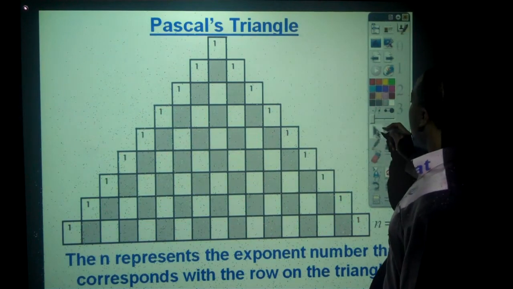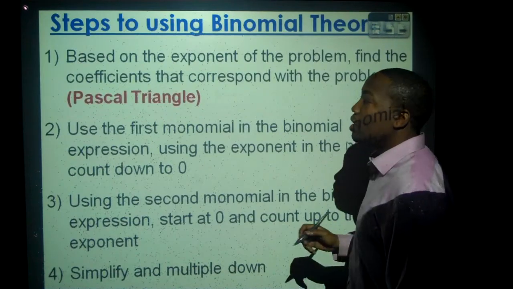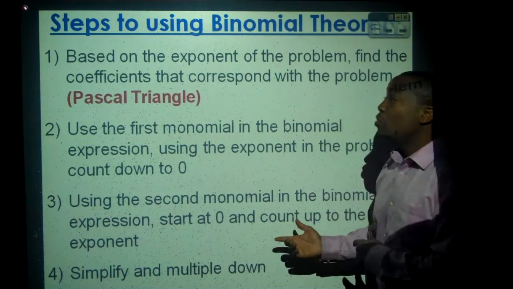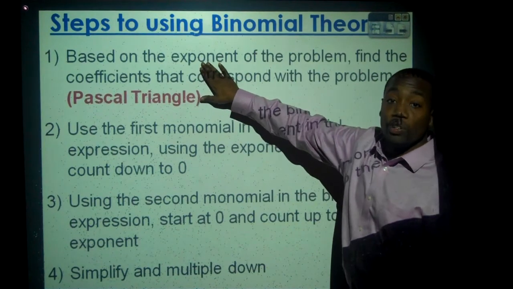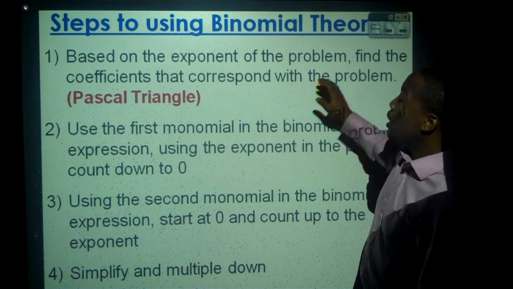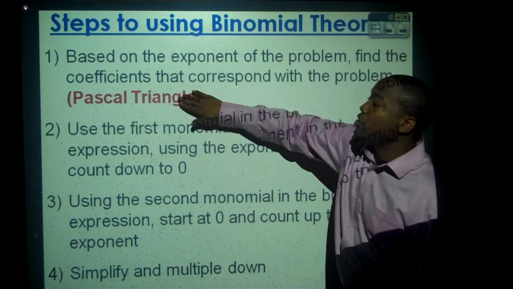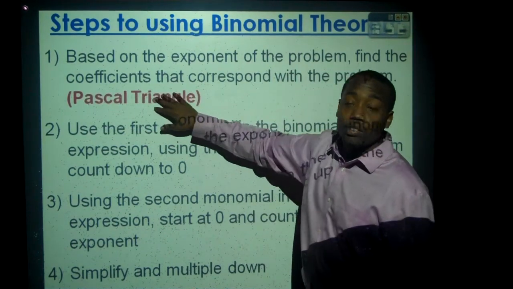So, now that you understand how to make the Pascal's triangle, let's go over the steps on how to actually do the binomial theorem. First things first, based on the exponent, which I just showed you a minute ago, find the coefficients that correspond with the problem. This is where the Pascal's triangle comes into play. This is your bread and butter right here, the Pascal's triangle.